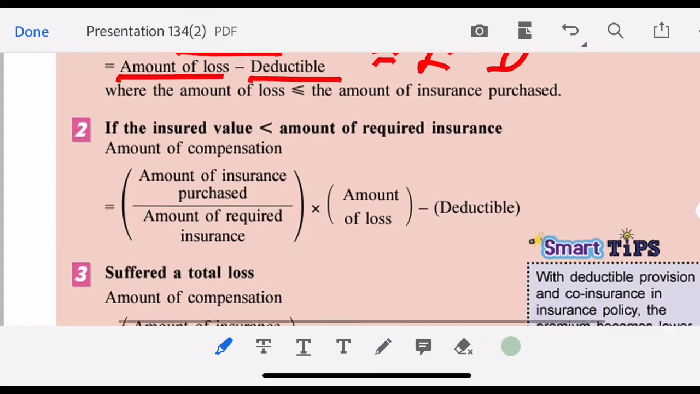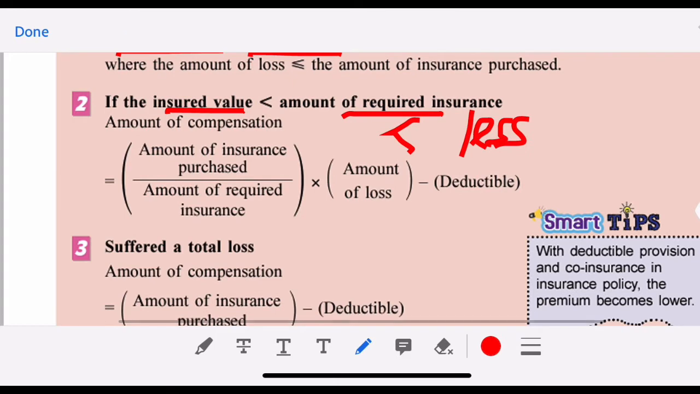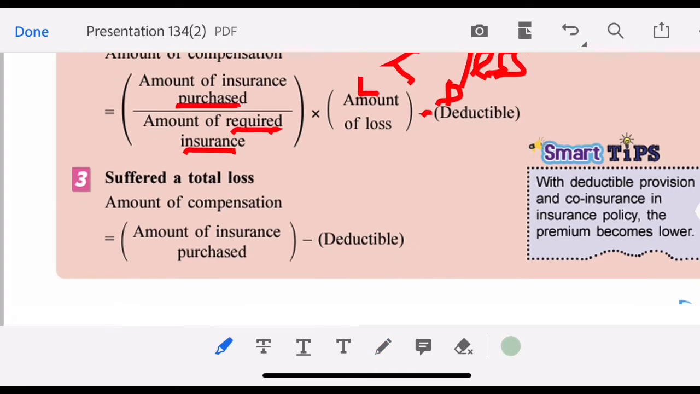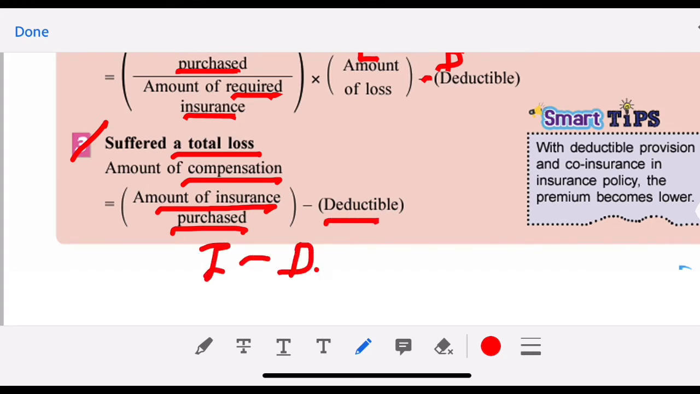Okay, if the insured value by the client is less than the amount of required insurance, the way to calculate is the amount of insurance purchased over the amount of required insurance, times the amount of loss, and minus the deductible. So case 3 is actually a total loss. So the amount of compensation is the amount of insurance purchased minus the deductible, right? This is I minus D.